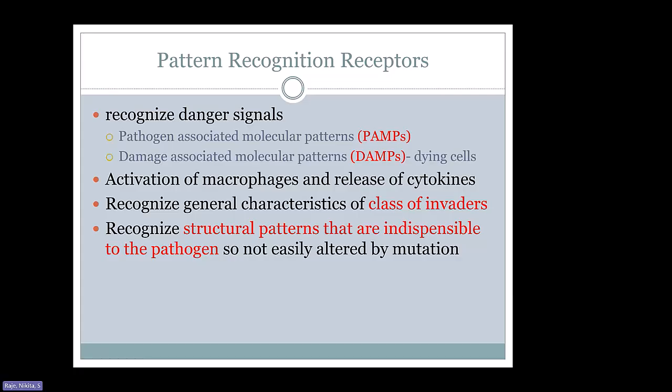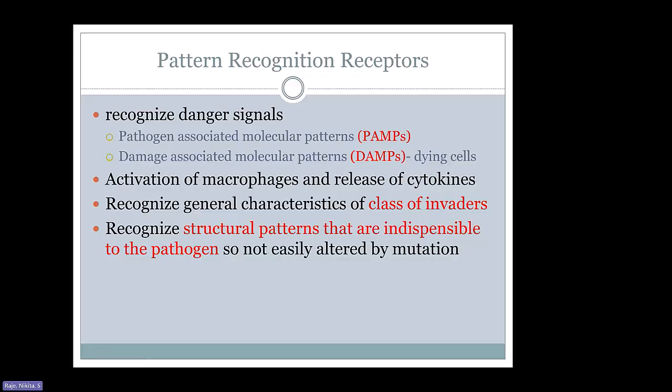All right, let's talk about pattern recognition receptors. Pattern recognition receptors are meant to recognize danger signals. So what are these danger signals? They are either associated with pathogens or because of some damaged tissue. So they are called pathogen-associated molecular patterns or PAMPs, or damage-associated molecular patterns called DAMPs. So PAMPs and DAMPs are what the PRRs, or pattern recognition receptors, recognize.